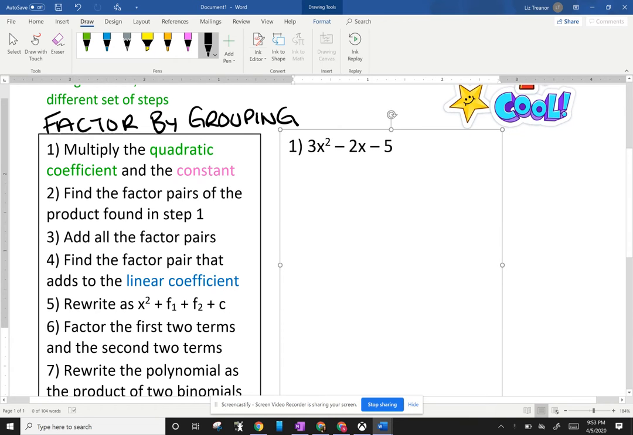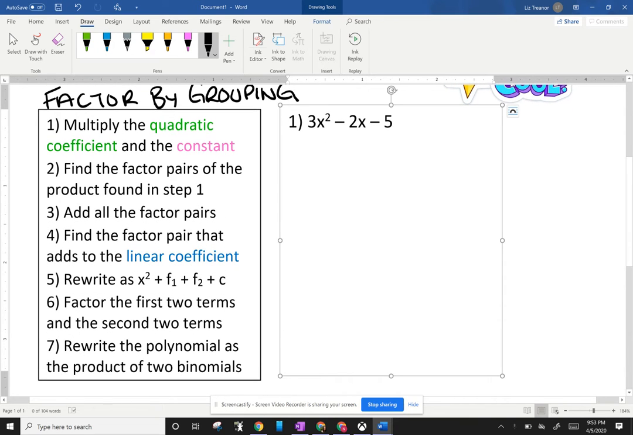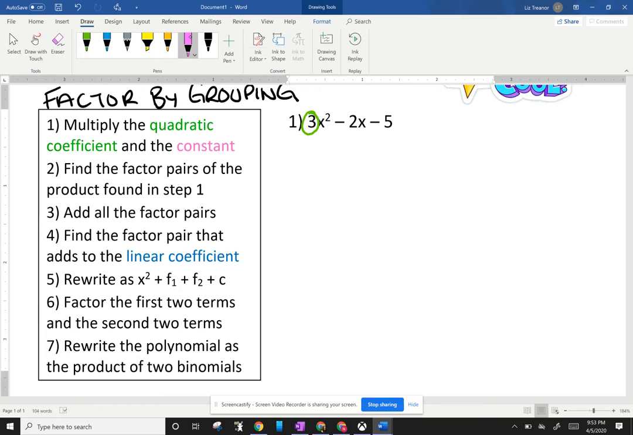So step number 1 asks us to multiply the quadratic coefficient and the constant. So in our first example, the quadratic coefficient is 3 and the constant is -5. So we're going to do 3 times -5, which gives us -15.